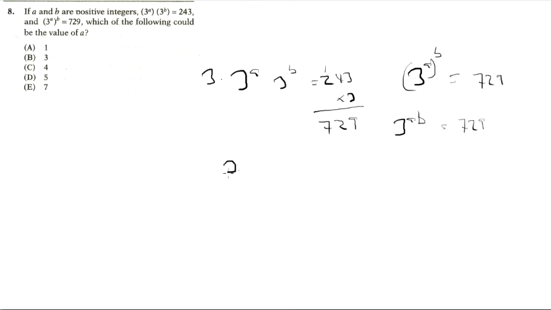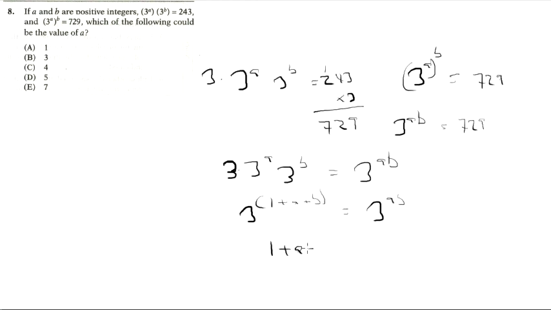So we have 3 to the a, 3 to the b, times 3 equals 3 to the ab. Okay, so all of these are 3's as the base, so we have 3 to the 1 plus a plus b equals 3 to the ab, which then tells us that 1 plus a plus b equals ab.